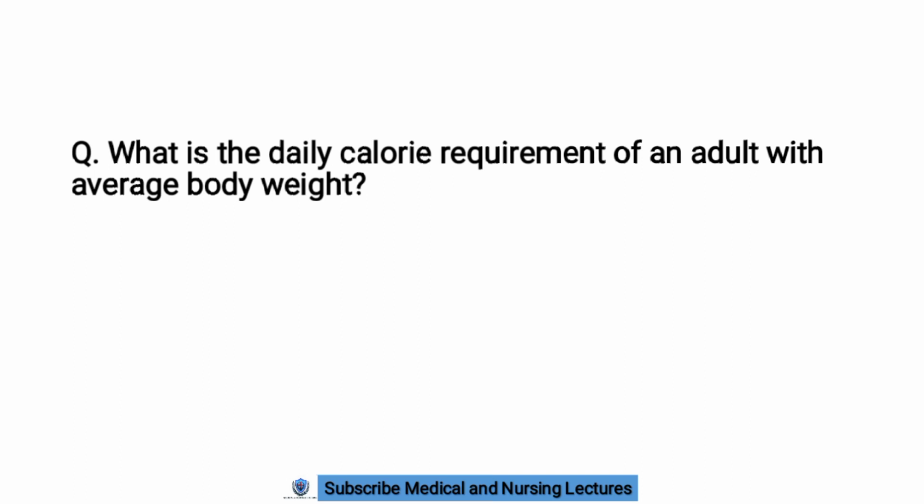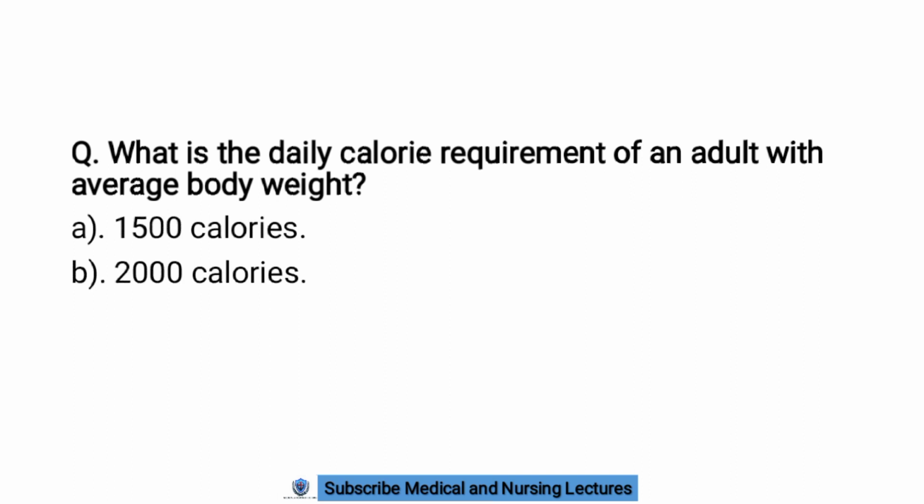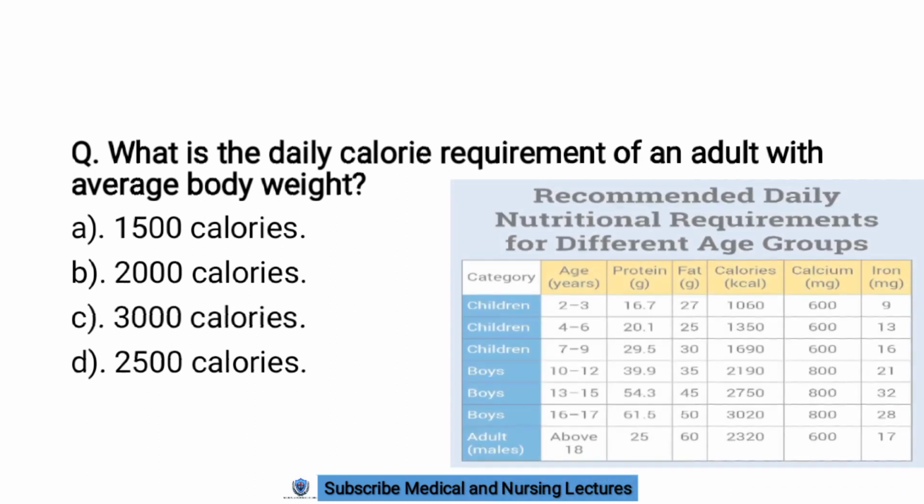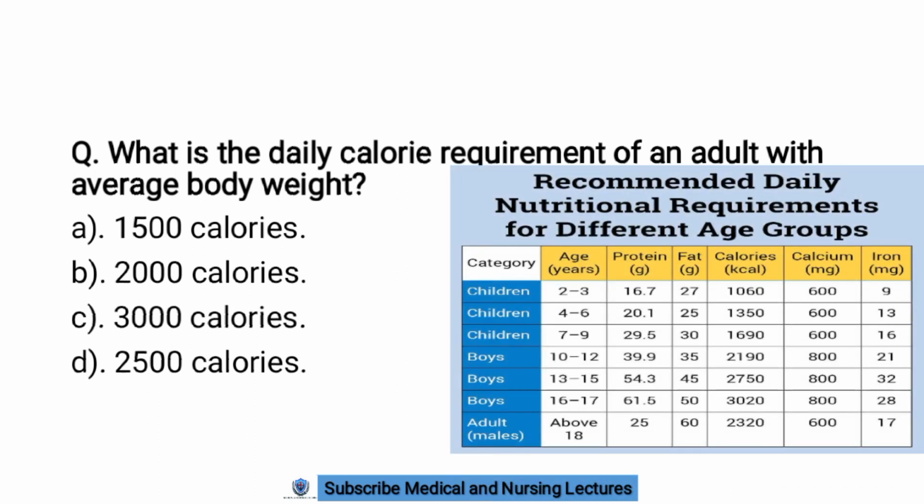What is the daily calorie requirement for an adult with average body weight? 1500 calories, 2000 calories, 3000 calories, or 2500 calories. Here the correct option is option D, 2500 kilocalories. You can see the recommended daily nutrition requirements for different age groups. So in the last you can see that the adult average requirement is 2320.